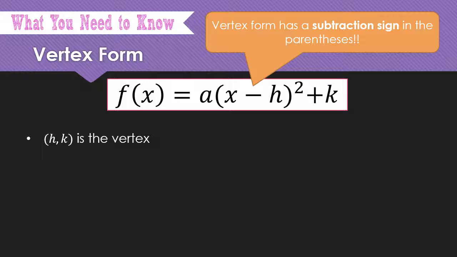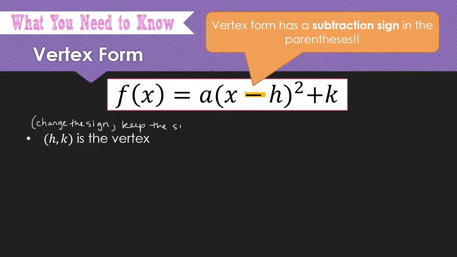Notice in the equation that the h has a subtraction sign with it. So what this means is that when you pull out your value of h, it's going to be opposite whatever sign you have in your given function. So if I'm given a negative, my h is really positive. If I'm given a positive, my h is really negative. So another way of looking at it, you're going to change the sign for h, and k, you do as it says.